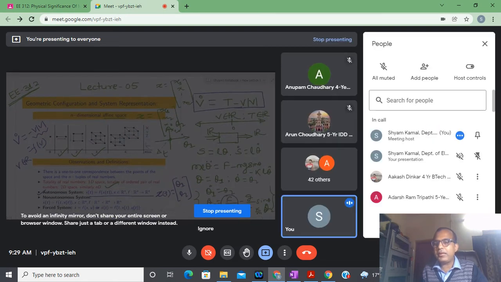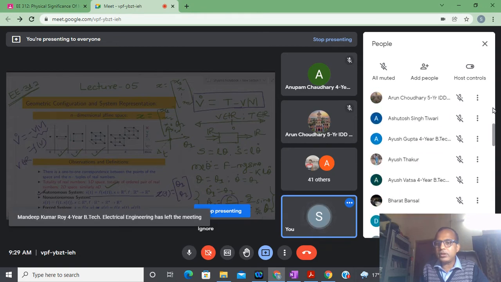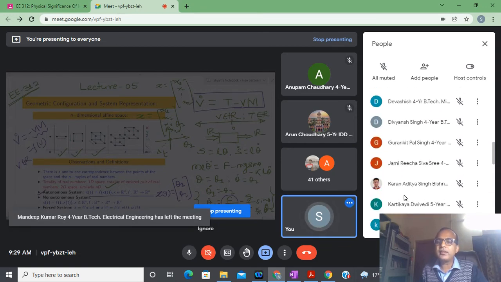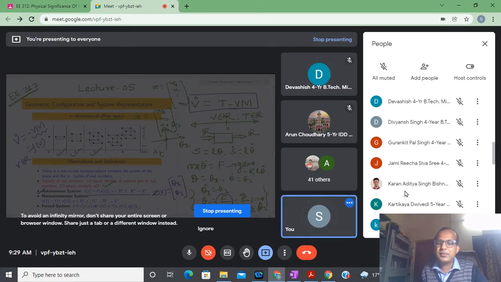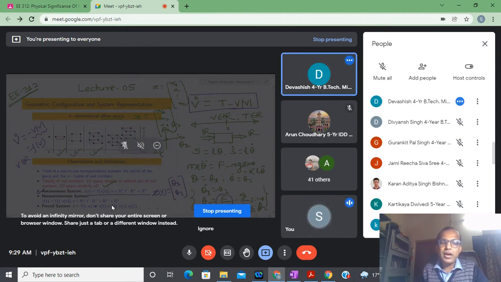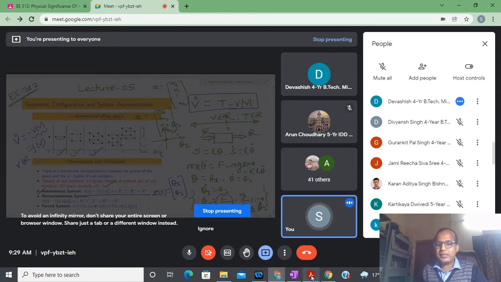Okay, I will call some name. Karan, Aditya, Devasis, x displacement. Now I am asking f(x). What is f(x)? Representation has so much difficulty.